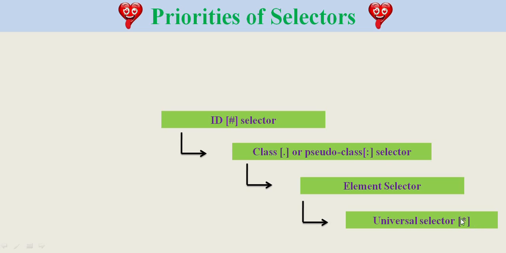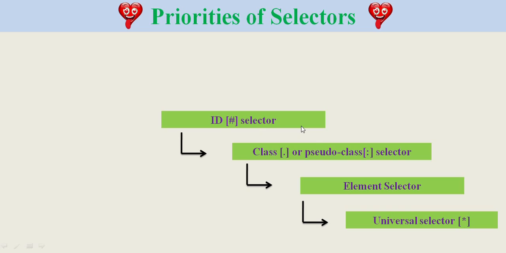The universal selector takes the least priority compared to all other selectors. Among these, the ID selector has the first priority. If there are common properties between the selectors on your element, it includes all the selectors' properties, but for any common property, it takes the value from the ID selector first.